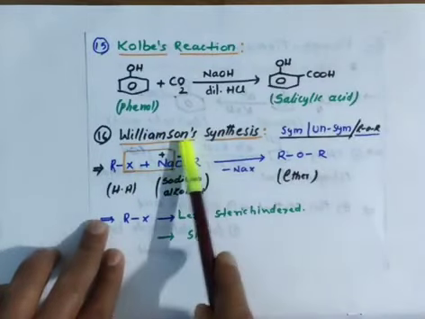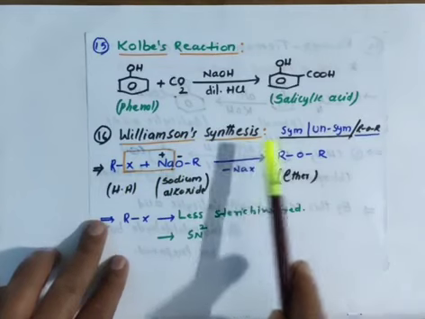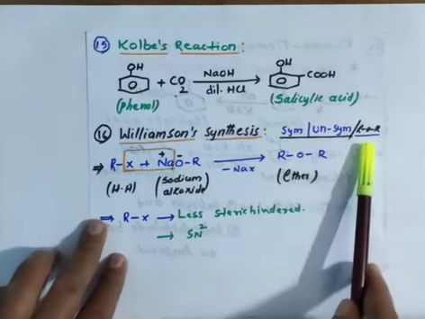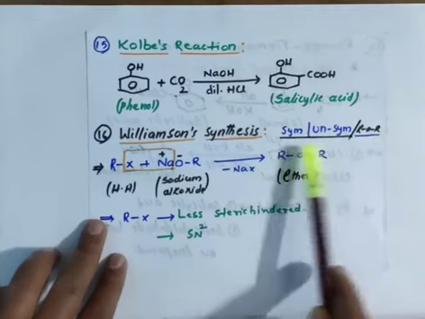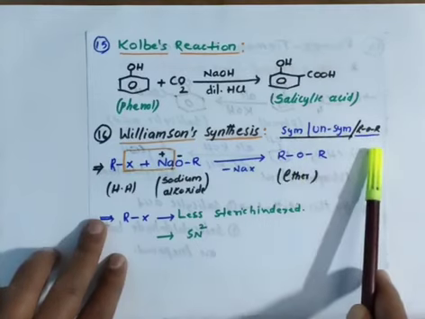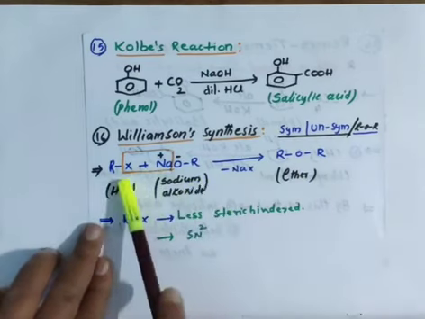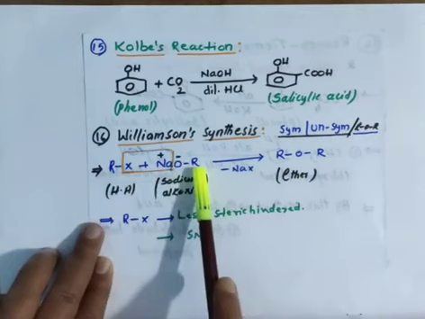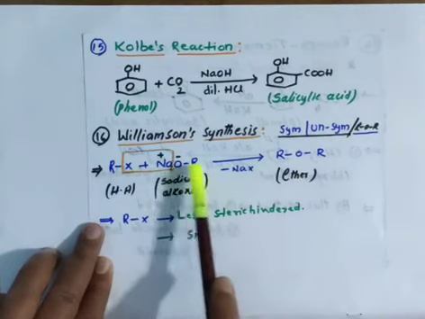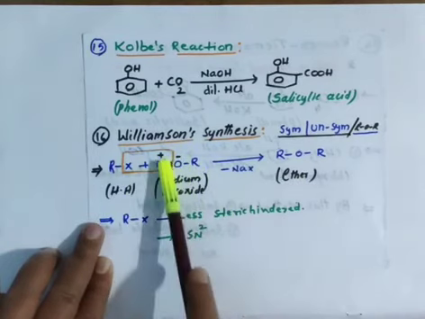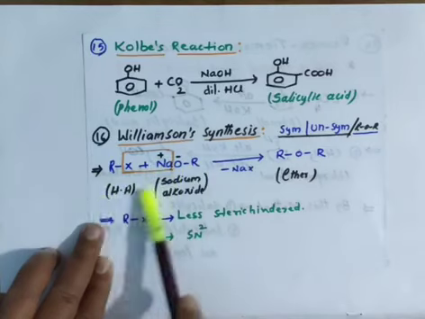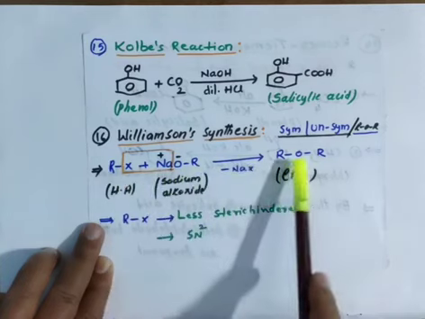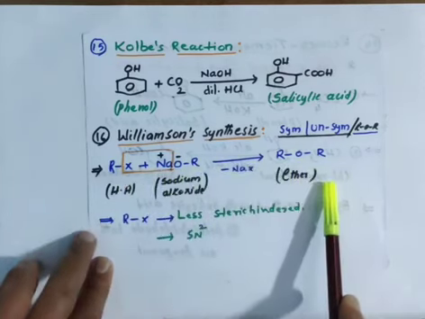Next, Williamson synthesis. By this method, symmetrical or unsymmetrical ethers are prepared. Both symmetrical and unsymmetrical ethers are prepared. When alkyl halides are treated with sodium alkoxide, RONa, this is haloalkane, and by removing NaX, ROR ethers are going to be prepared.